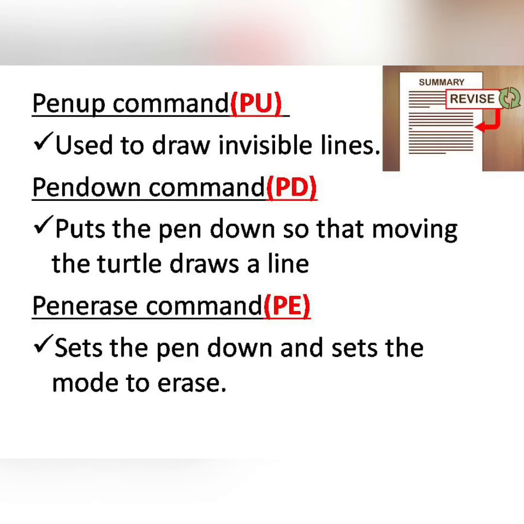Okay, my dear children, let us have a quick revise about these commands we have learned today. Pen up command, PU, is used to draw invisible lines. Pen down command helps us to put the pen down so that moving the turtle draws a line. Pen erase command, PE, sets the pen down and sets the mode to erase.